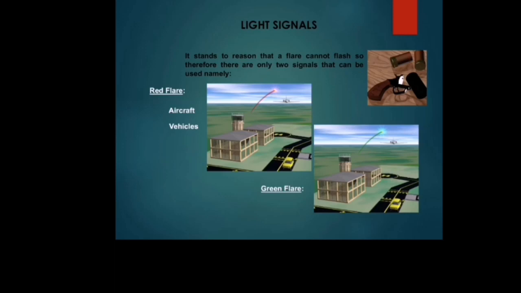That is the end of our discussion today on light signals. Just a recap: remember, we have only two pieces of equipment that we can use, the Very pistol and the Aldis lamp. Both of them have different meanings on the ground and in the air.